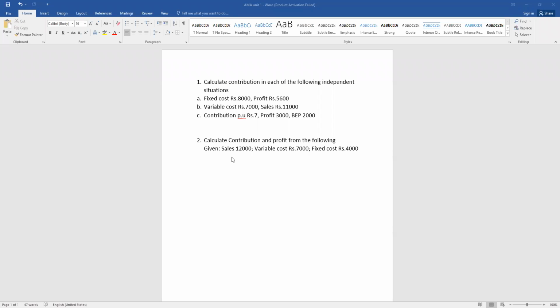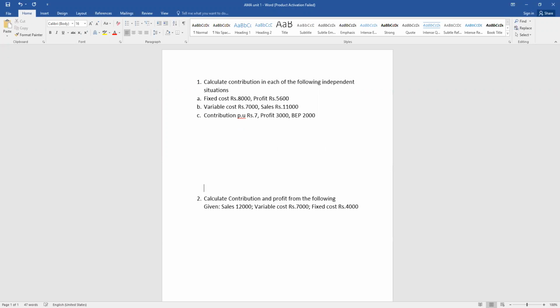So in this class, we would be discussing calculation of contribution in different scenarios. The first question goes like this: calculate contribution in each of the following independent situations. The first situation given is fixed cost rupees 8,000 and profit is 5,600. The variable cost is rupees 7,000 in the second situation and the sales is 11,000. The third situation given is contribution is 7 rupees per unit, profit is 3,000 and the break-even point is 2,000. So with this, we have to calculate the contribution in all the three scenarios.